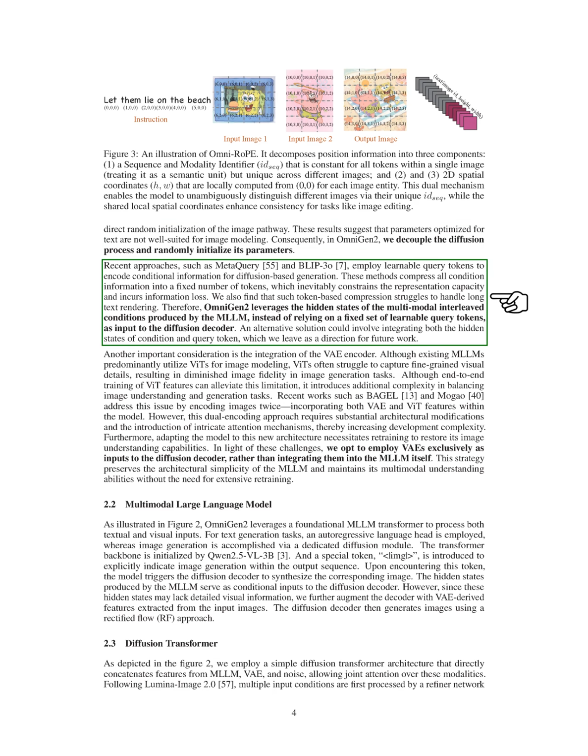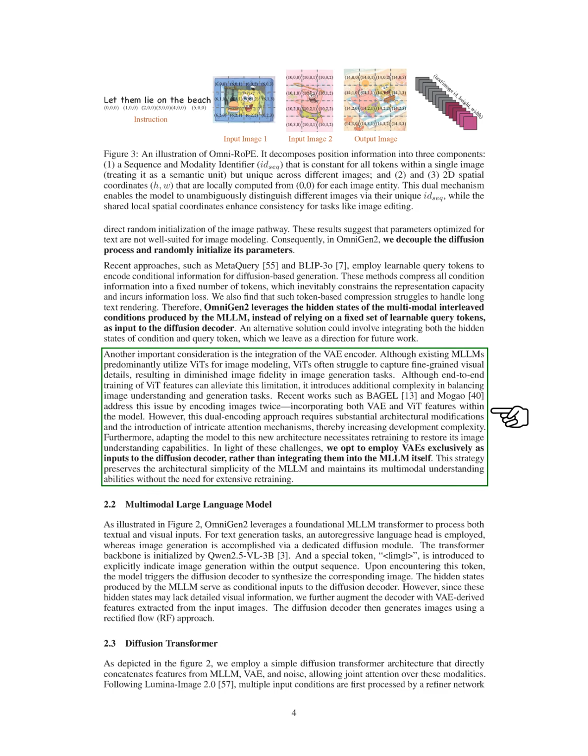Recent methods like MetaQuery and Blip3o use learnable query tokens to encode conditional information for diffusion generation, but this can limit representation capacity and lead to information loss. We found that token-based compression struggles with long text rendering. Therefore, OmniGen2 uses the hidden states from the multimodal interleaved conditions produced by the large language model as input to the diffusion decoder, rather than relying on a fixed set of learnable query tokens. We may explore integrating both hidden states and query tokens in future work.